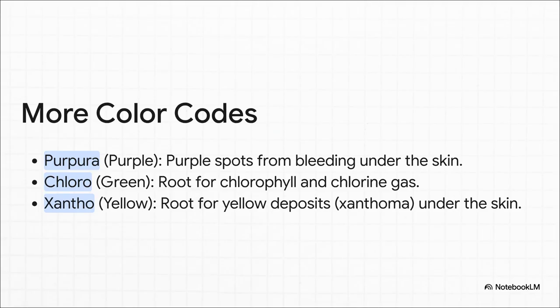First up is purpura. Let's sound that one out. Purpura. This describes those purple spots you can get from bleeding under the skin. Next is chloro, which means green. You definitely know this one from chlorophyll in plants, but it also gives the greenish-yellow gas chlorine its name. And finally, we have xantho, meaning yellow. We see this in the word xanthoma. Give it a shot. Xanthoma. These are yellowish deposits of cholesterol that can form under the skin.